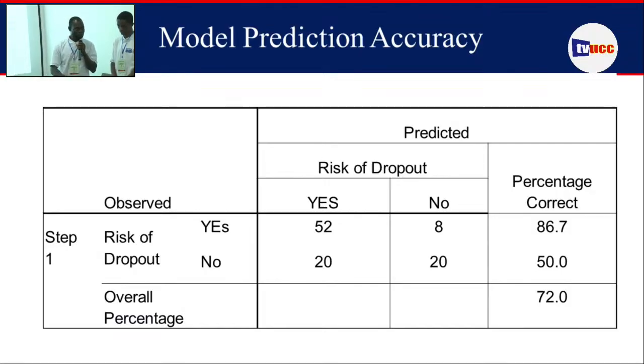The final accuracy of the prediction model shows that we have an overall prediction accuracy of 72%. That means our model can correctly predict 72% of any data you give it. Though our prediction has some margin of error, which is in the main document.